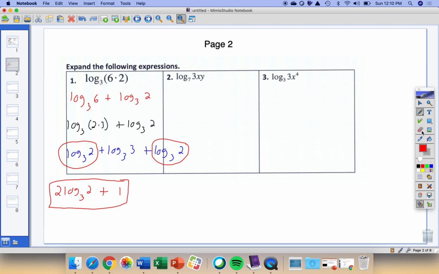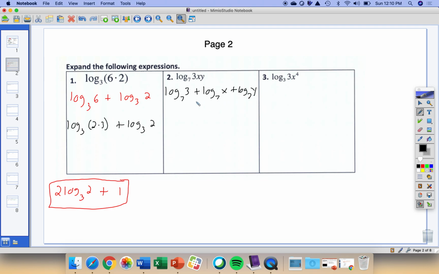Okay, I'm just going to erase this guy right here so I can have a little more room. We'll do number 2 together. Number 2 says log base 7 of 3 times x times y. So log base 7 of 3 times x times y becomes log base 7 of 3 plus log base 7 of x plus log base 7 of y. And now I cannot do anything from there. I just broke it up into 3 logs because they're all being multiplied together.